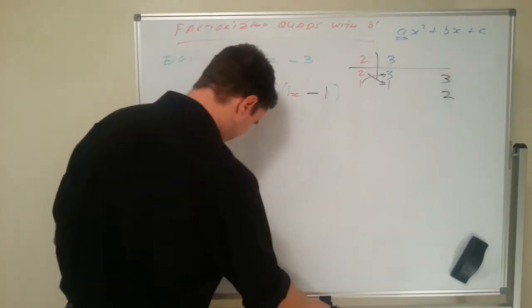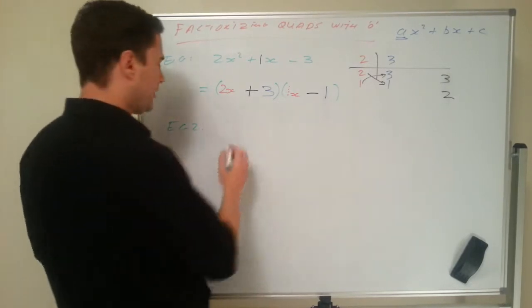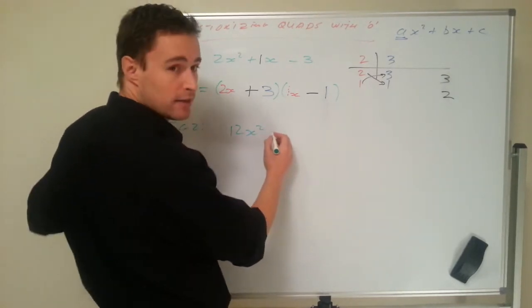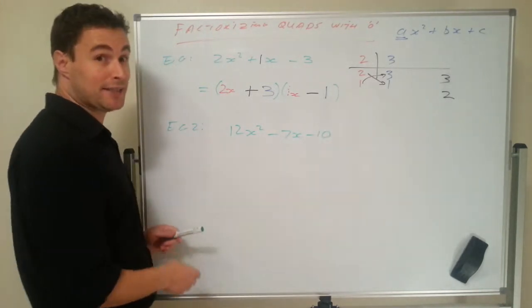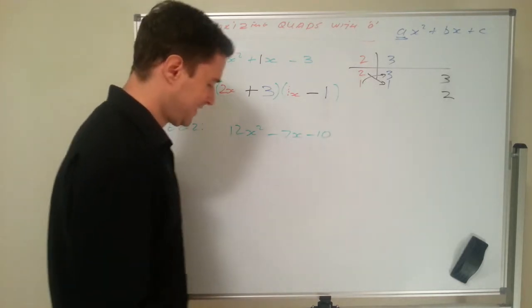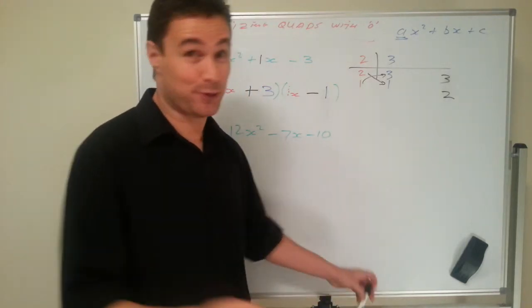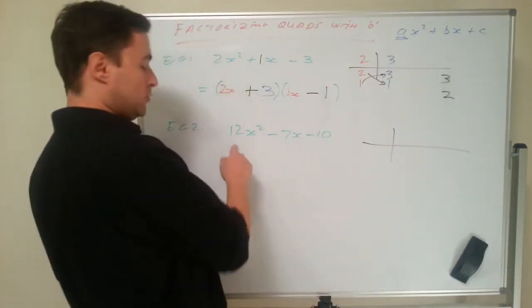Let's try another one. Example 2, slightly trickier: 12x squared minus 7x minus 10. Now this is going to get a little bit hectic because I've got 3 groups of factors here and 2 groups of factors of that one. But if you can handle this, then you know what you're doing. Alright, so let's take a look at factors of 12.